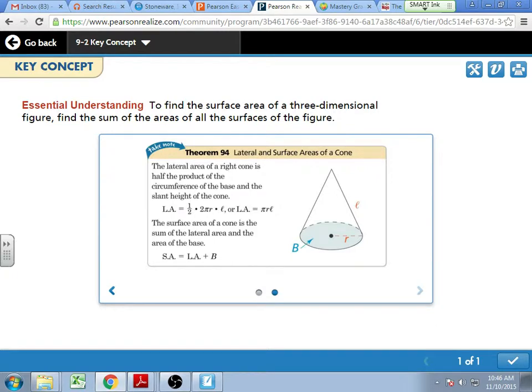Can anyone picture what the lateral area is going to look like? Because it's not like a rectangle or a triangle anymore. This lateral area around this cone. Greg, we haven't talked yet. Gonna look kind of like a semicircle. Ooh, kind of like a semicircle, Emily?